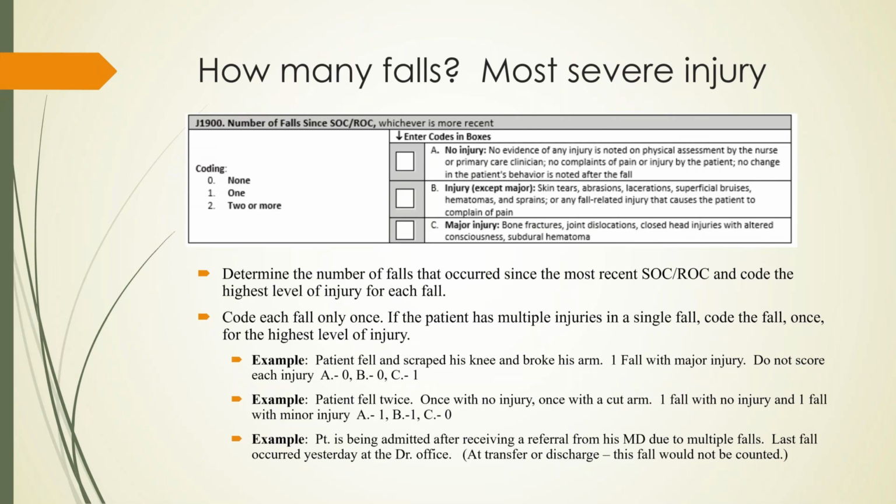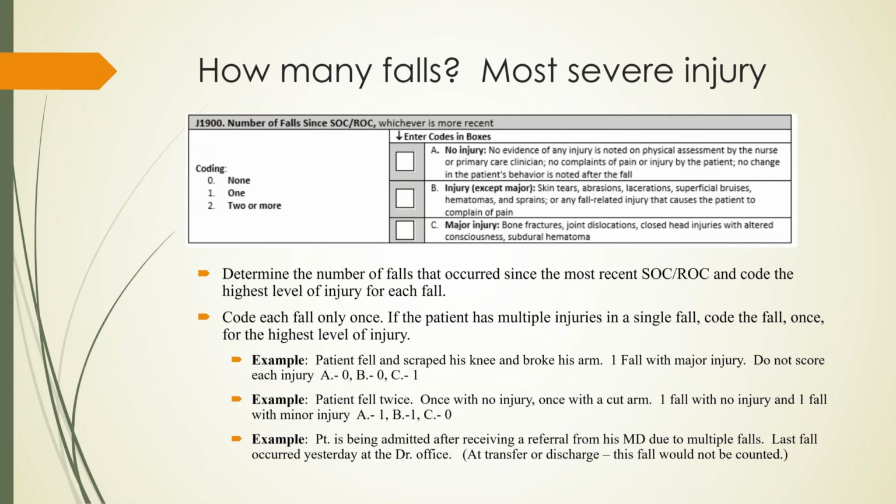So when we go to fill out the Oasis, we're going to put 0 in A: he had 0 falls with no injuries. We're going to put a 0 in B, 0 falls with minor injury, because we're going to account for that fall in C, 1 fall with a major injury. Okay, does everybody get that?